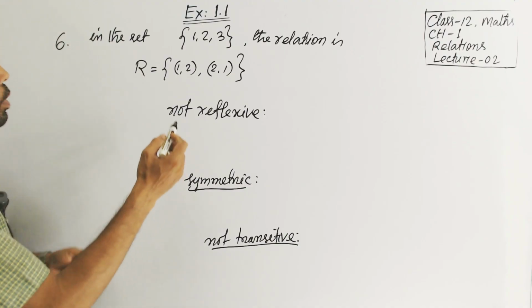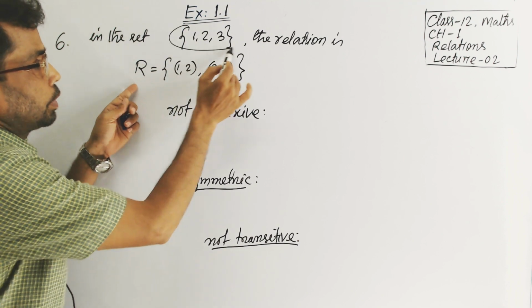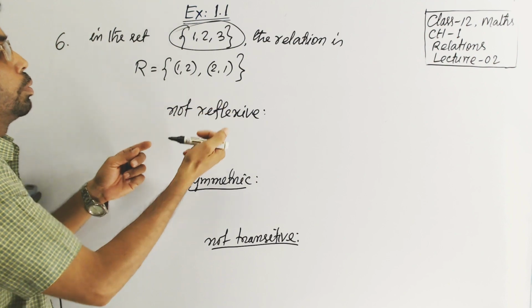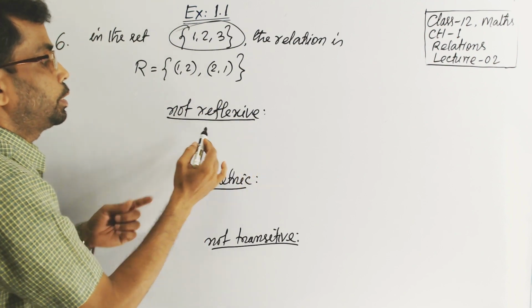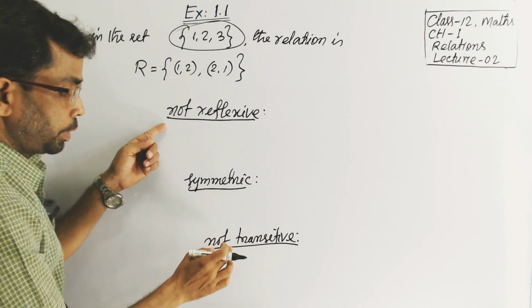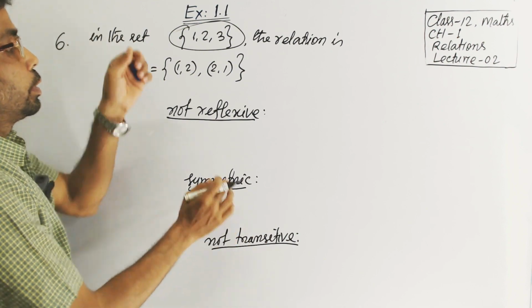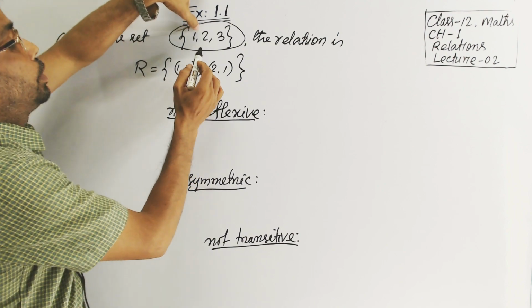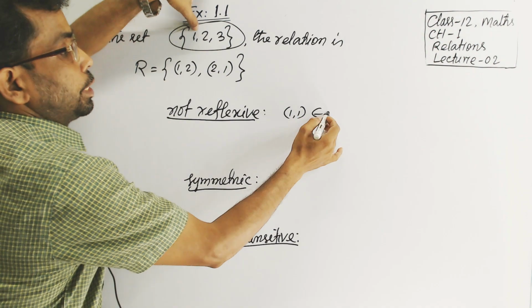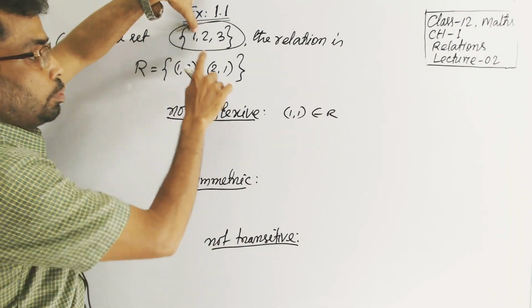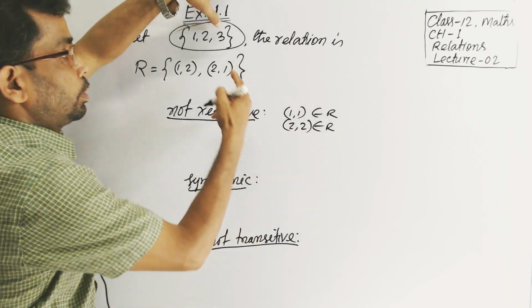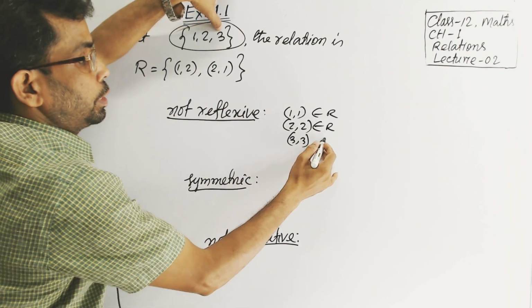The next question is, the relation is in the set {1, 2, 3}. It is given by the pairs (1, 2) and (2, 1), and we have to explain that it is not reflexive, it is symmetric, but it is not transitive. Now for reflexive, we know for every element in the set the pair of identical elements must be there. For 1, (1, 1) must be there. For 2, (2, 2) must be there in the relation. For 3, (3, 3) must be there in the relation.